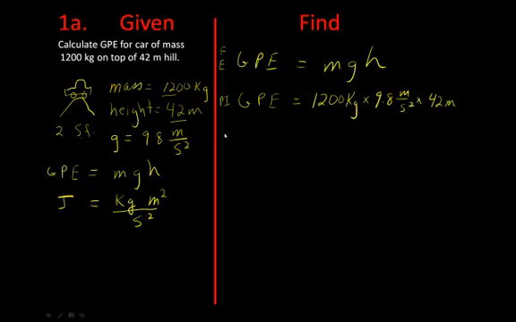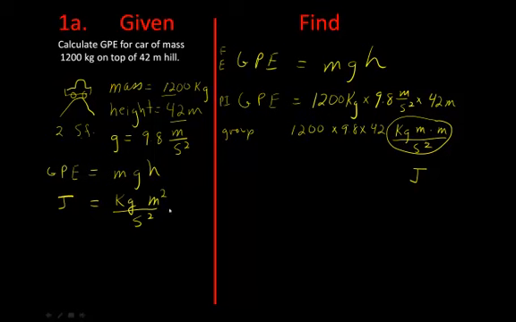And the next step is going to be solving. So let's group the numbers together. We want to group like terms together. We have 1,200 times 9.8 times 42. And then we can put all the units together: kilograms, meters times meters divided by seconds squared. This we recognize as a joule since we have the equation right over here.